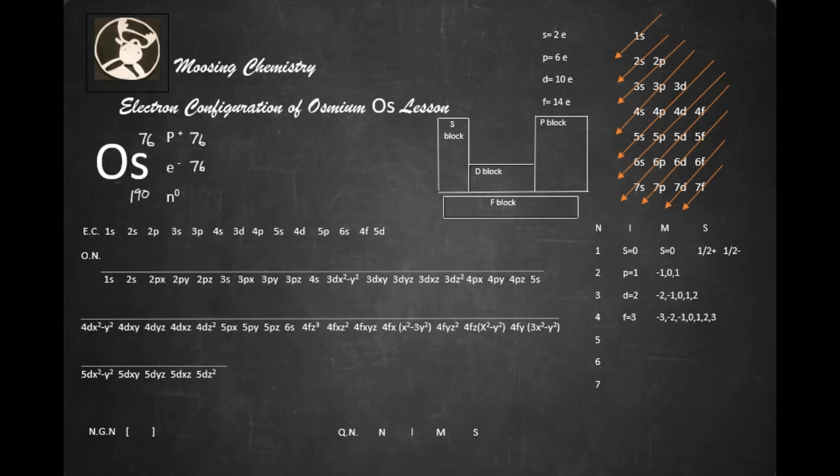Now, what about the neutrons? Basically, the atomic mass minus the number of protons gives you the number of neutrons. So here we go, 190 minus 76 would give me 114 neutrons. So I can put 114 right here. Pretty darn cool, I'd say.